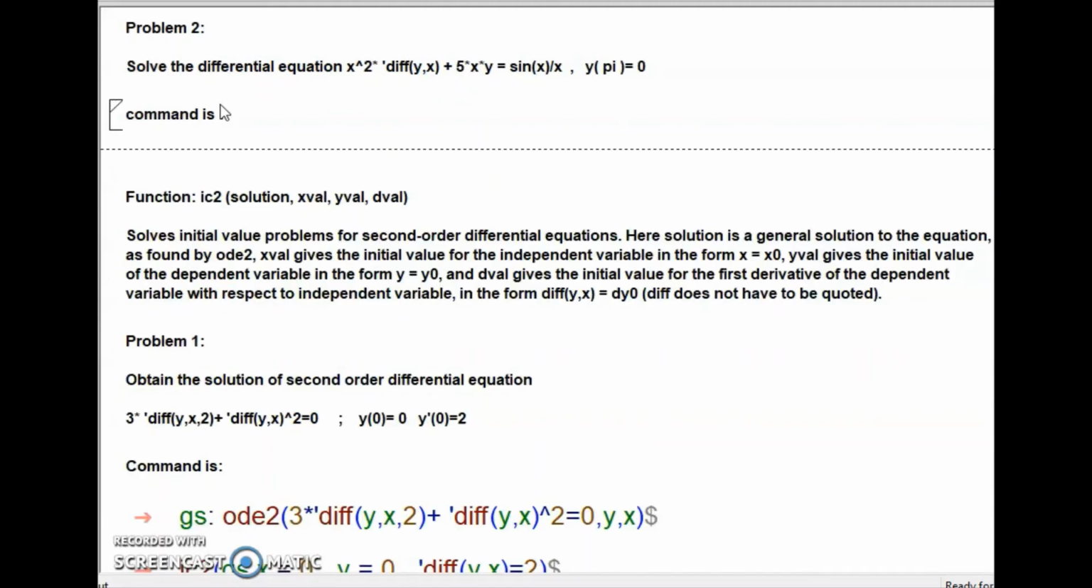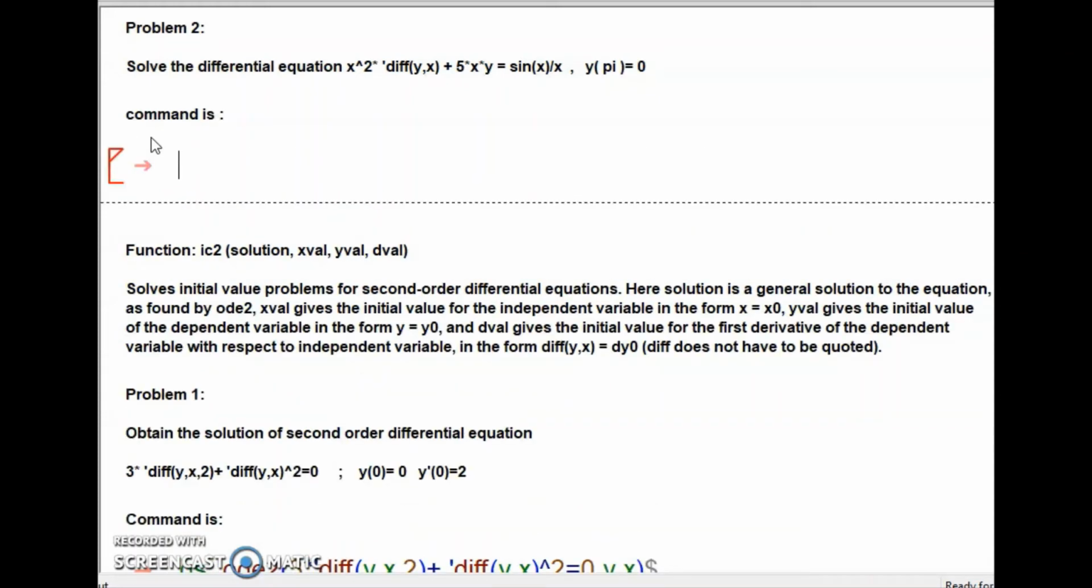Second example, solve the differential equation x square dy by dx plus 5xy equal to sin x by x. Here the condition is y of pi equal to 0. Now let me type the general solution for you. Now Ctrl 0, GS for naming the solution, ODE2. You can type this equation.